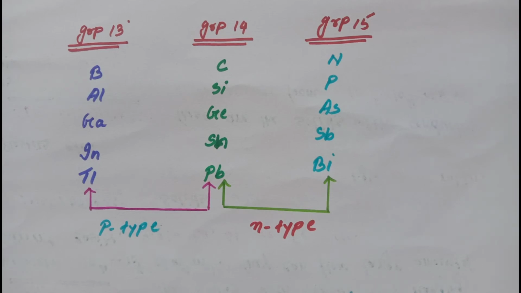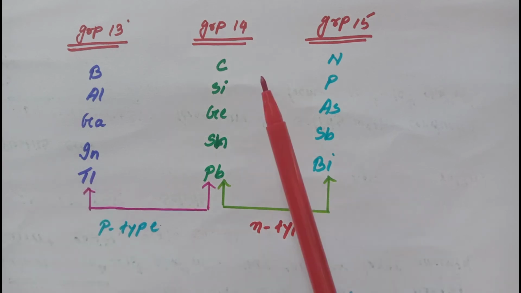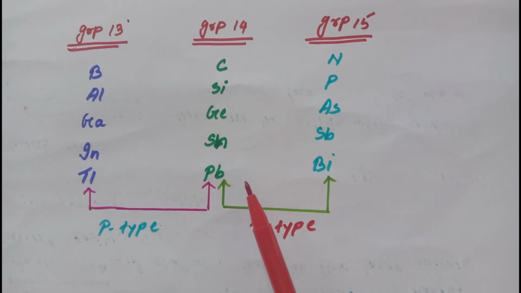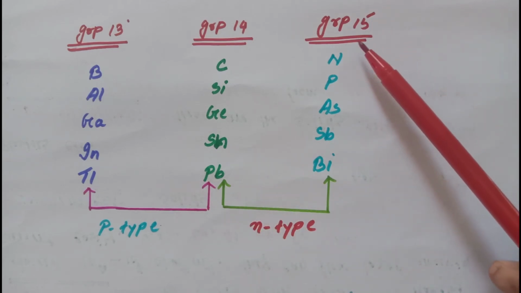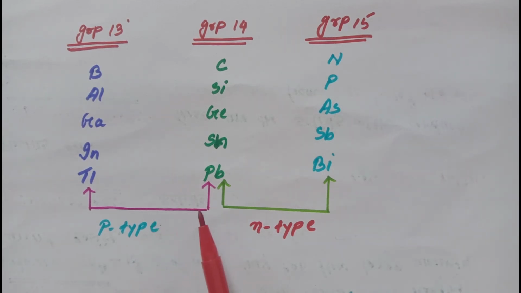These are the group 13, 14 and 15 elements. Group 13 elements are boron, aluminium, gallium, indium and thallium. Group 14 are carbon, silicon, germanium, tin and lead. And group 15 are nitrogen, phosphorus, arsenic, antimony and bismuth. If a group 14 element is doped with a group 13 element, we get a p-type semiconductor. But when a group 14 element is doped with a group 15 element, we get an n-type semiconductor.